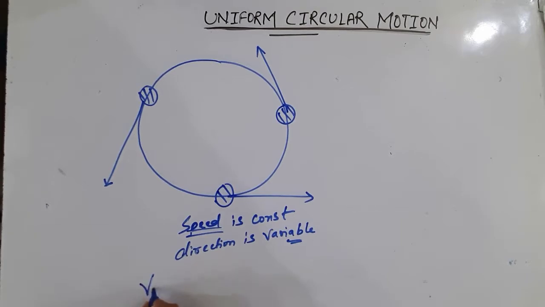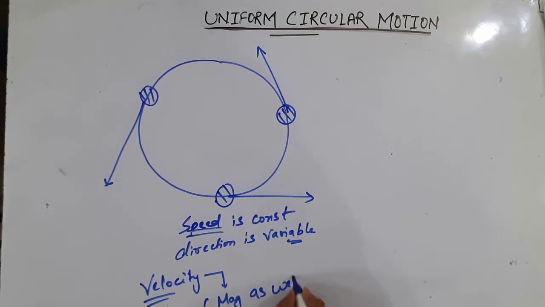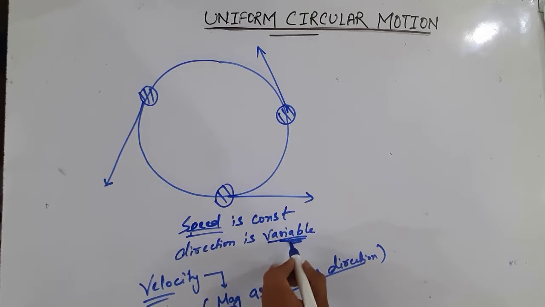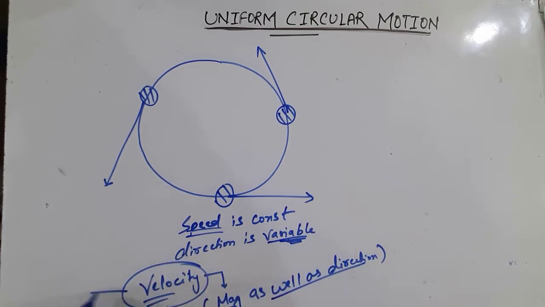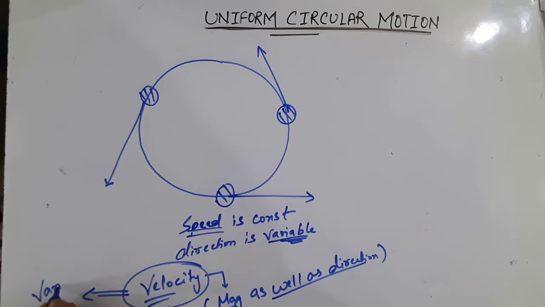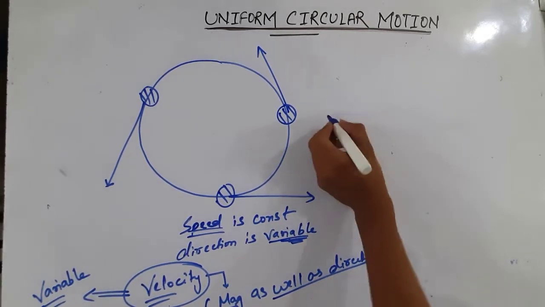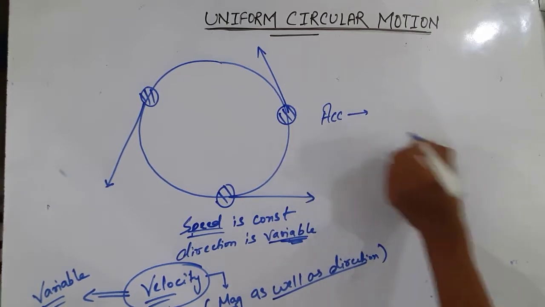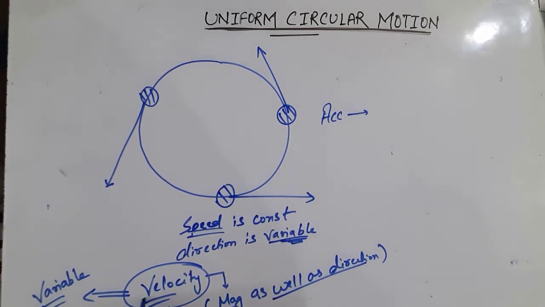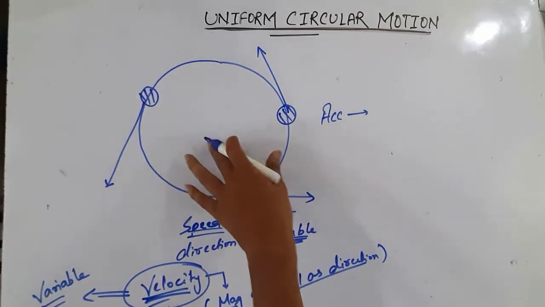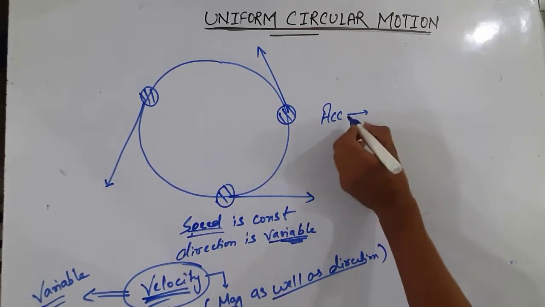And when we talk about velocity, that means magnitude as well as direction. So we cannot focus only on the magnitude; instead, we have to focus on the direction also. Since the direction is changing, the velocity is not constant, it is variable. And we know that acceleration is the rate of change of velocity. Since velocity is changing with the passage of time, the motion is said to be accelerated.